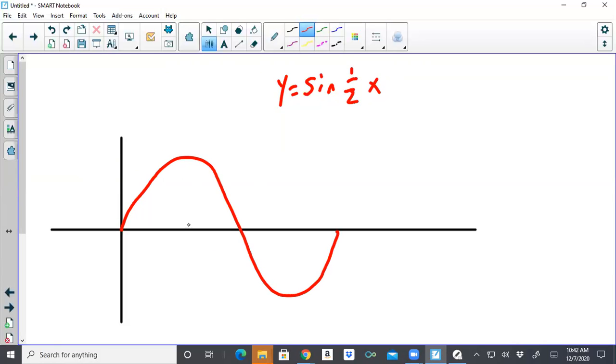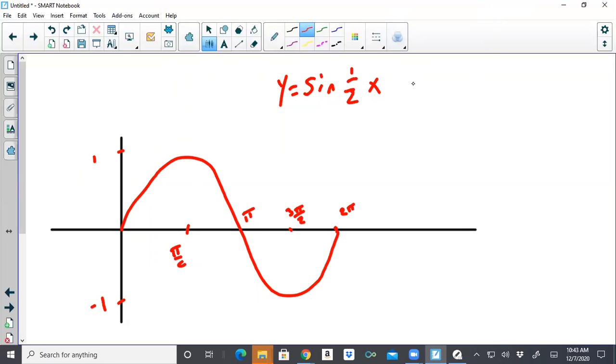So I still have my important points. This would be pi over 2. This would be pi. This would be 3 pi over 2. And this would be 2 pi. And then now what I'm going to do is I still have my 1 and I still have my -1. Remember, I'm not changing anything with the height of my graph. I'm changing things with the length of my graph.